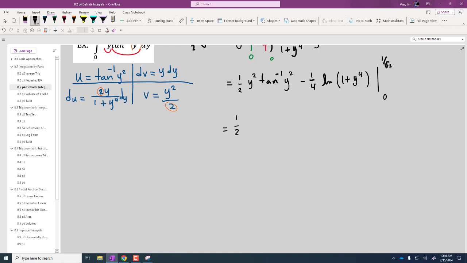So let's plug in the 1 over root 2. 1 over root 2 squared is 1/2. And then we have arctangent of y squared, which is arctangent of 1/2. So that 1 over root 2 is getting plugged in there, and we're squaring it and getting a 1/2. And then minus 1/4 natural log. Let's see, 1 over root 2 times 1 over root 2 is 1/2, and then we do that again, so we get 1/4. So we're going to have 1 plus 1/4, which is 5/4.